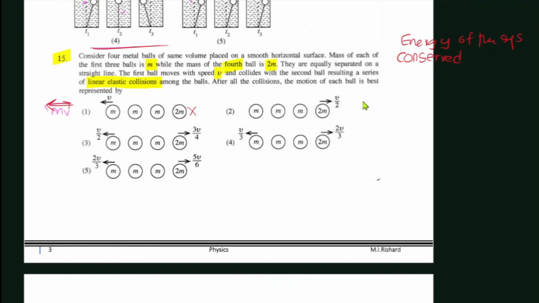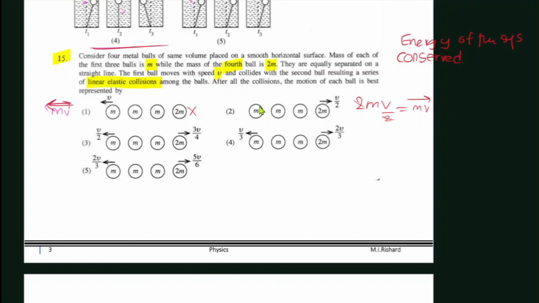If we go for 2, what is the final linear momentum? 2m into v over 2, okay, right, it has mv in this direction. So is this the answer? No, we need to check the, so okay, the conservation of linear momentum matches. The final linear momentum of the system is equal to the initial linear momentum, but we need to check the final energy of the system.